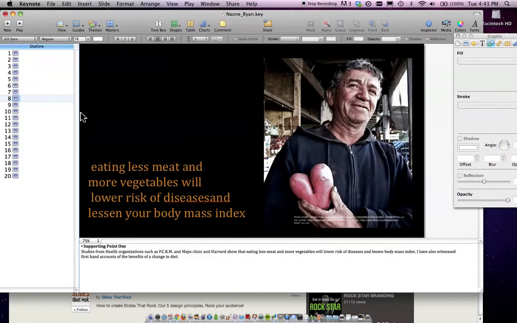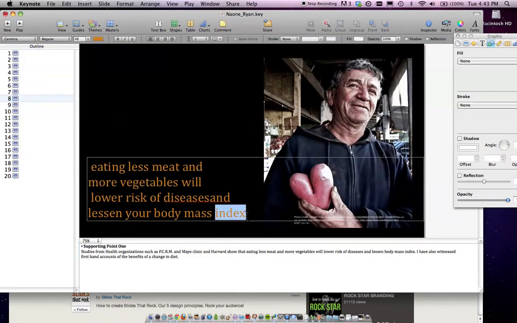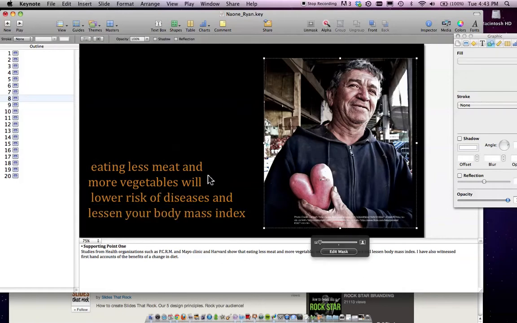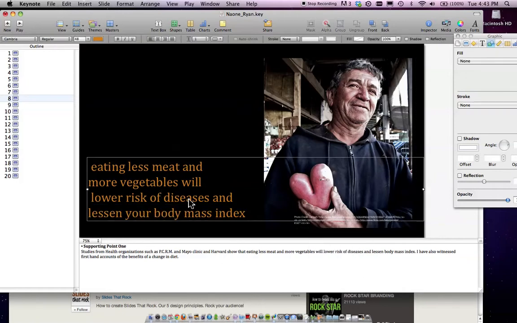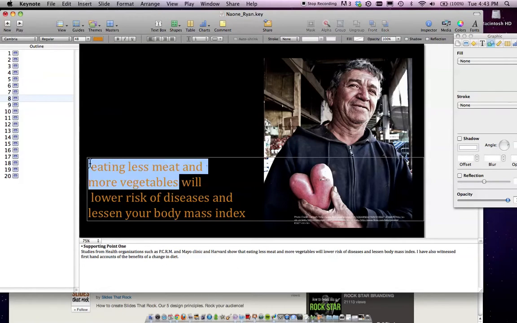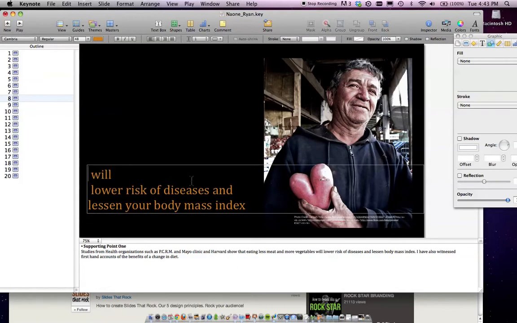All right, moving forward. Okay, so here's what we were talking about. First off, this is actually a lot of text. I don't recommend using this much text. Make sure you're editing. That should have a space there. Lessen your body mass index. So try to choose pictures or words that are the most important. I don't know that you need all of this. Like we already know that you're talking about eating less meat and more vegetables, so maybe you don't need that.